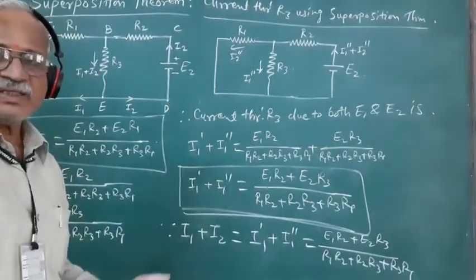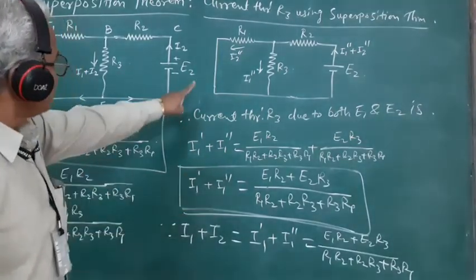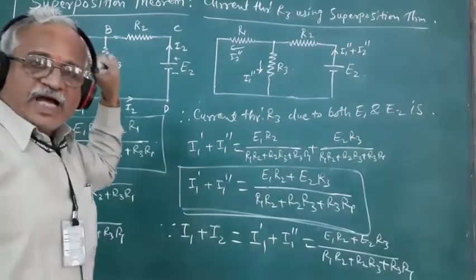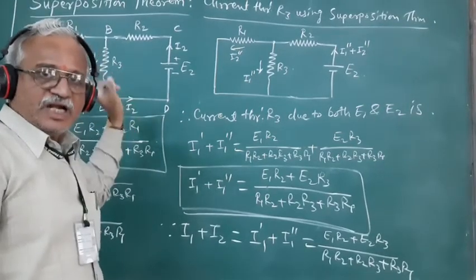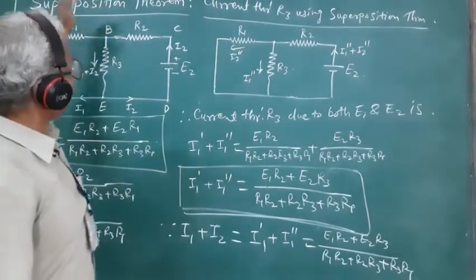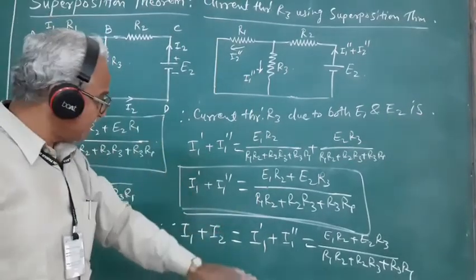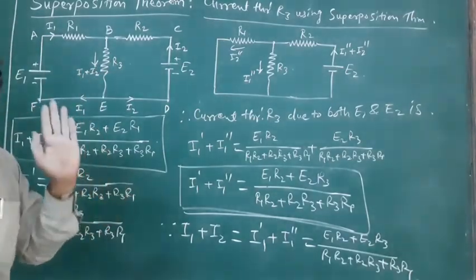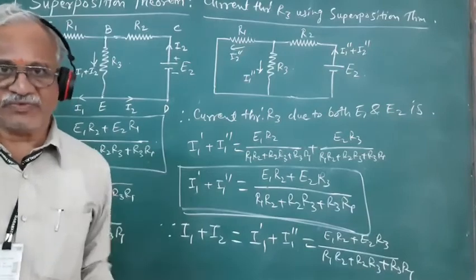This is how we can say that the superposition theorem is verified, because the expressions for the current flowing through this resistance R3, by applying Kirchhoff's laws to the circuit and by the application of the superposition theorem to the same circuit, give the same expression for the current flowing through this resistance R3. So we can say that the superposition theorem is verified.